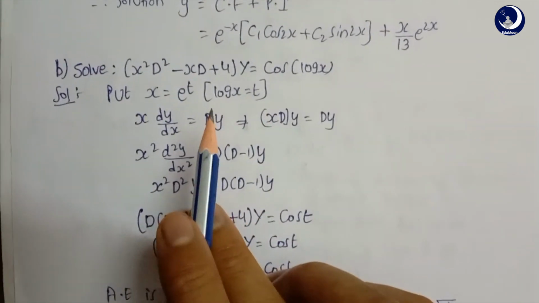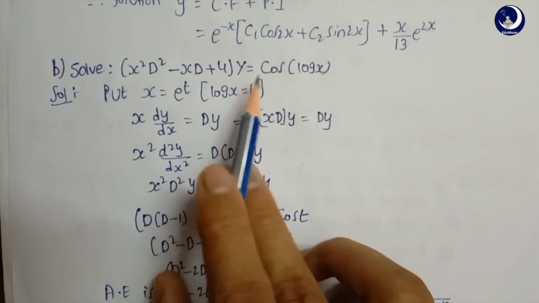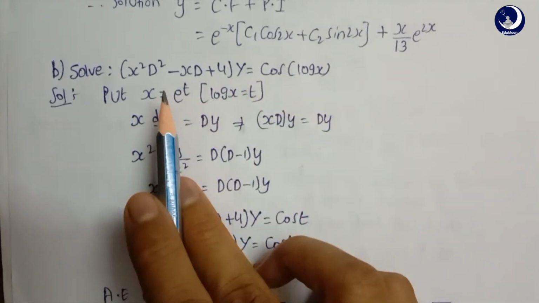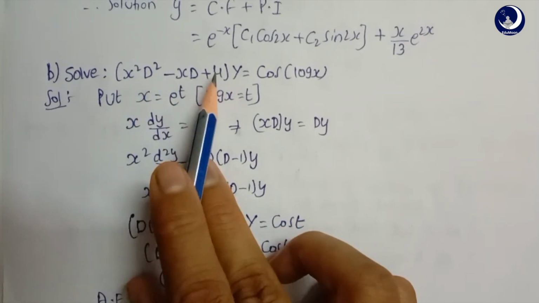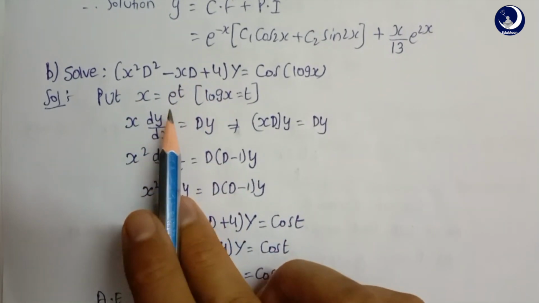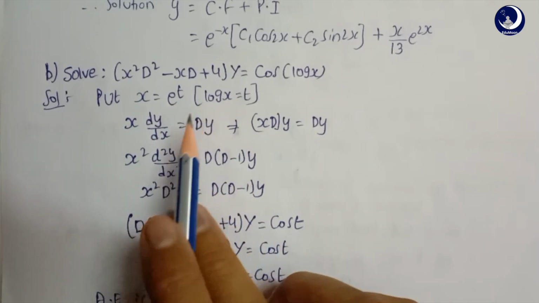Coming to the 6th b. Solve x square D square minus xD plus 4 into y equal to cos log x. For this question, we have to replace this function with the D function. So put x equal to e power t, that means t equal to log x.